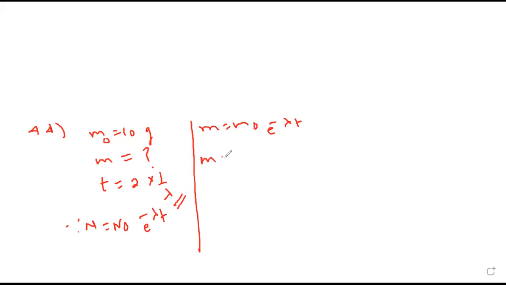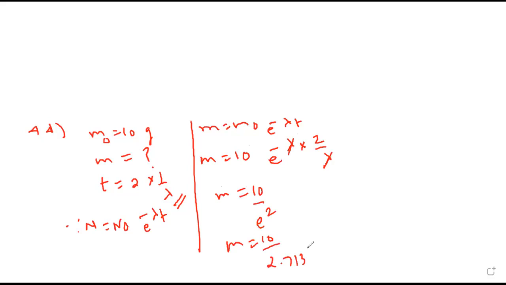So m0 is given as 10 gram, e raised to minus lambda, and t is 2 by lambda. You cancel. M equals 10 upon e raised to 2. E is 2.713 raised to 2. So if I take this as 10 upon 27 square, what is 27 square? Approximately 27 square, can you tell? 729. Yes, that means 7.29.